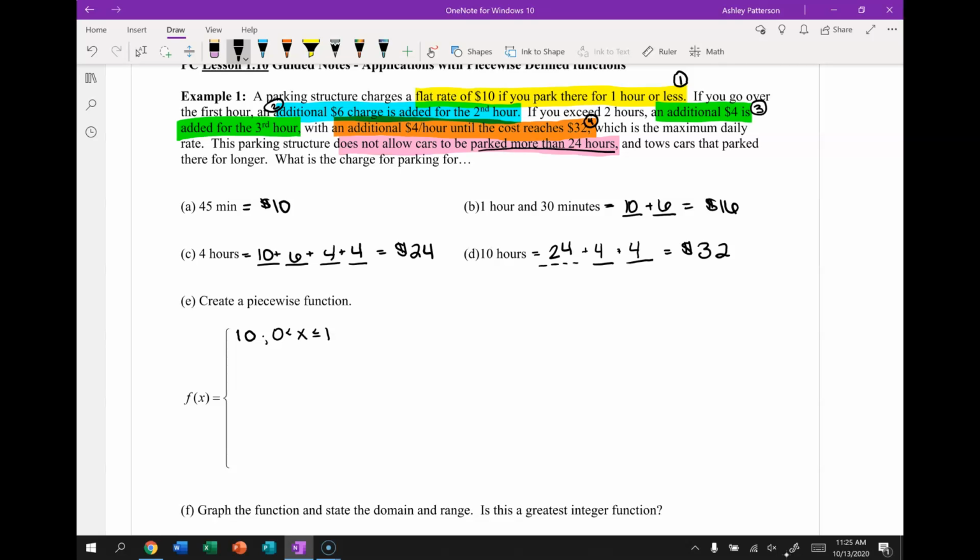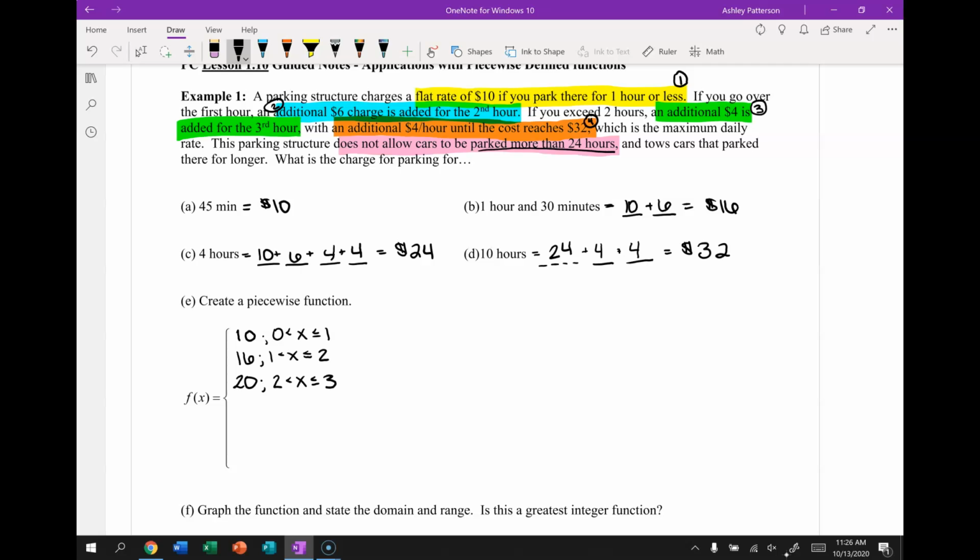Okay, so then for the second hour, we pay that original 10 plus the 6. So I'm going to say $16 from 1 hour to 2 hours. And then we're going to pay an additional $4 for the third hour. So if we add that to the previous, we end up with $20 if we park between 2 to 3 hours. And I don't have the equal to here because it says specifically an additional $6 charge is added for the second hour.